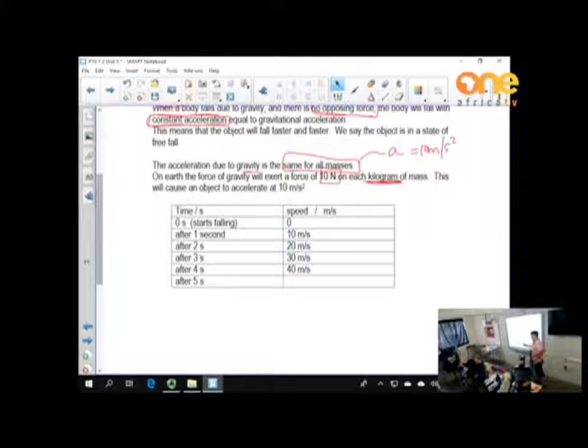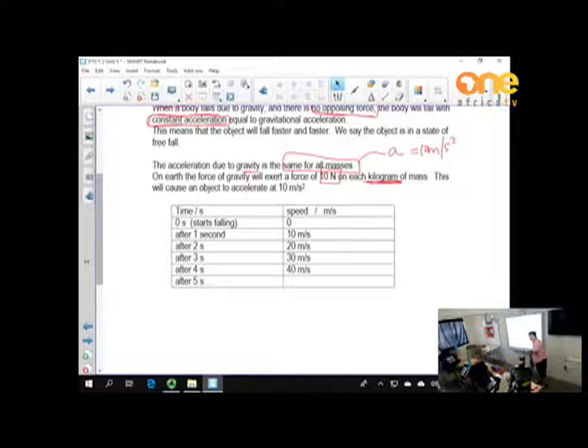It's just a ratio. If you have a mass of 1 kilogram, the weight is going to be 10 Newton. And if you have a mass of 50 kilogram, the weight is going to be 500 Newton. To make an object accelerate at 10 meters per second squared, if I have a small one, I need a smaller force. If I have a heavier one, I need a greater force.